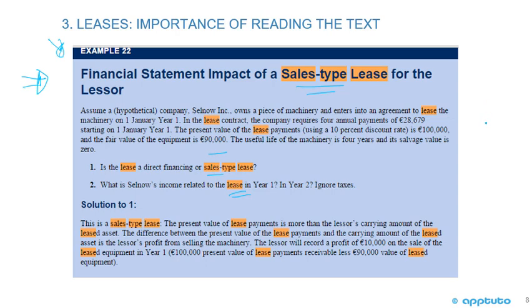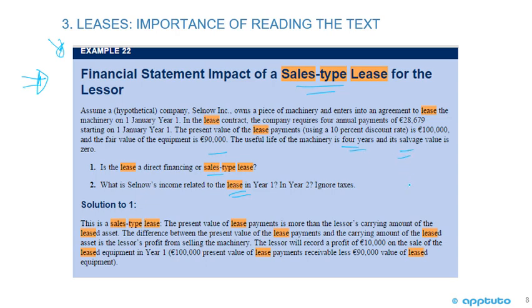So this is a hypothetical company. They own a piece of machinery, so they're entering into an agreement to lease the machinery. And the lease contract requires 4 annual payments of $28,679, starting on January 1st, year 1. The present value of the lease payments is $100,000, and the fair value of the equipment is $90,000, okay? And the useful life of the machinery is 4 years, and its salvage value is 0.